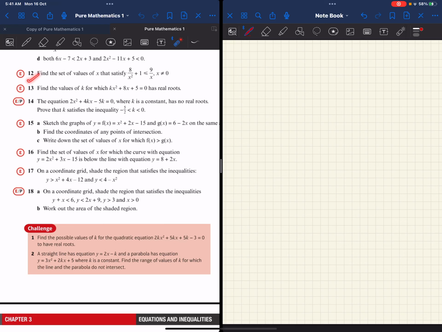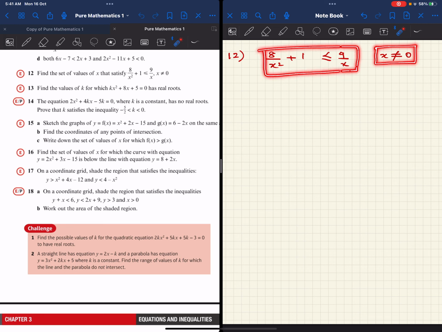Question number 12. Find the set of values of x which satisfy this inequality. So let's write question 12. We have 8 divided by x squared plus 1 is less than or equal to 9 divided by x. And the question says x is not equal to 0. This is merely because if x is 0, this entire inequality will become meaningless, because imagine we have 0 here, so it doesn't have any meaning there.